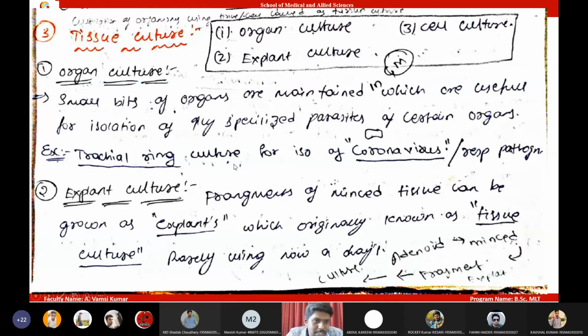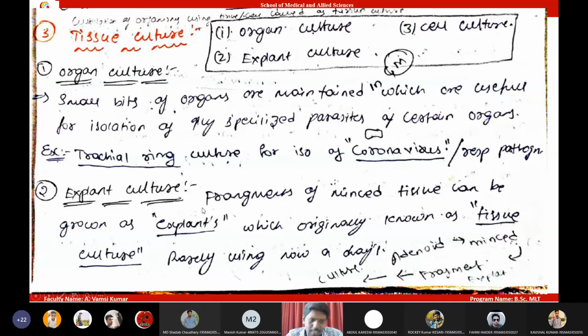By the way, students, these notes of mine are 2015 notes. Even 5 years ago, I wrote about the importance of coronavirus and its culture. So this is not a new virus actually. Coronavirus is one of the oldest. We have known this virus for a long time. It caused SARS and MERS, which are deadly viral infections. So for growing coronaviruses, you need tracheal rings. You need to take a piece of trachea, the organ trachea, for the growth of coronaviruses.